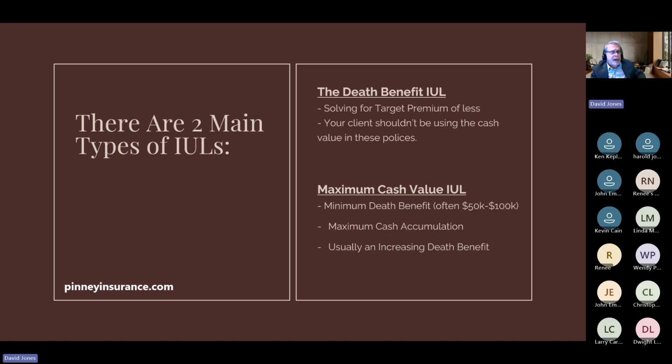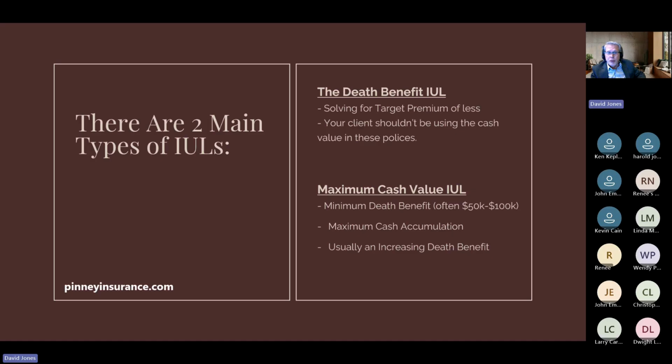And there are two main types of IULs. There are those that are primarily for the death benefit. Okay, we're not talking about those. You can do that. There are other products out there that may be more appropriate, may work better for that kind of a thing. It depends, but it's an option as something for just the death benefit. Fine. But what we're talking about is a maximum cash value IUL. It's a minimum death benefit. Oftentimes they can go down to 100,000 or less.